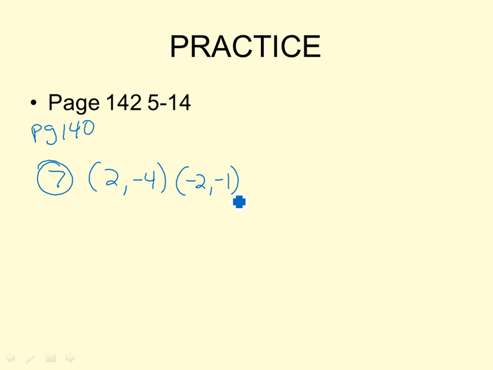To find the slope of that, we just do our slope formula, subtract the y's on top, x's on bottom. Make sure, again, you take them in the same order. Change this to plus. That's -4 plus 1 is -3. Change this to plus. 2 plus 2 is 4. So one of the answers is -3/4.